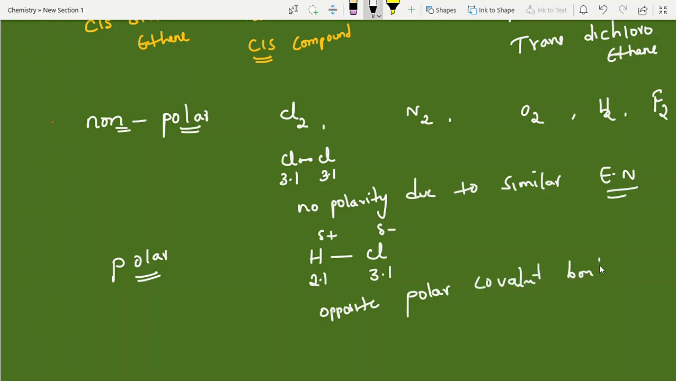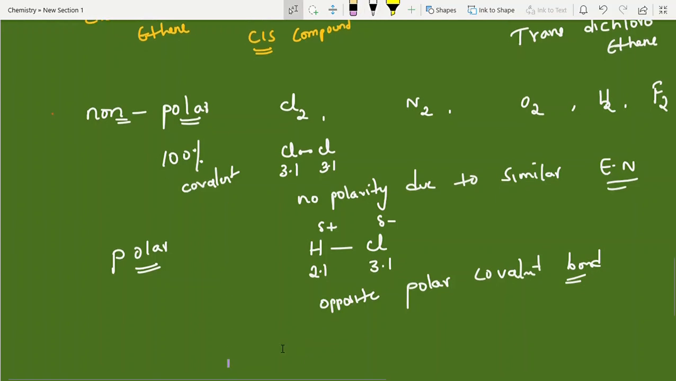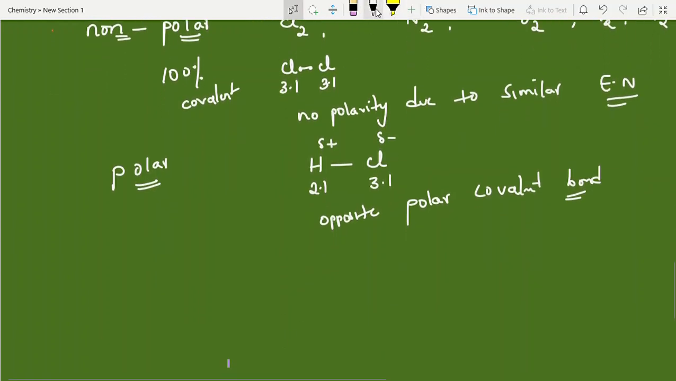What is this polar covalent bond? The nonpolar one is 100% covalent, with mutual sharing. But here you cannot say 100% covalent. So which is more covalent, which is more ionic? I have already uploaded videos on this, students. Please go through chemical bonding, I think part 4 or part 5, and watch it. You'll get to know. And here, how much percentage we can also calculate, and measures also we can calculate.